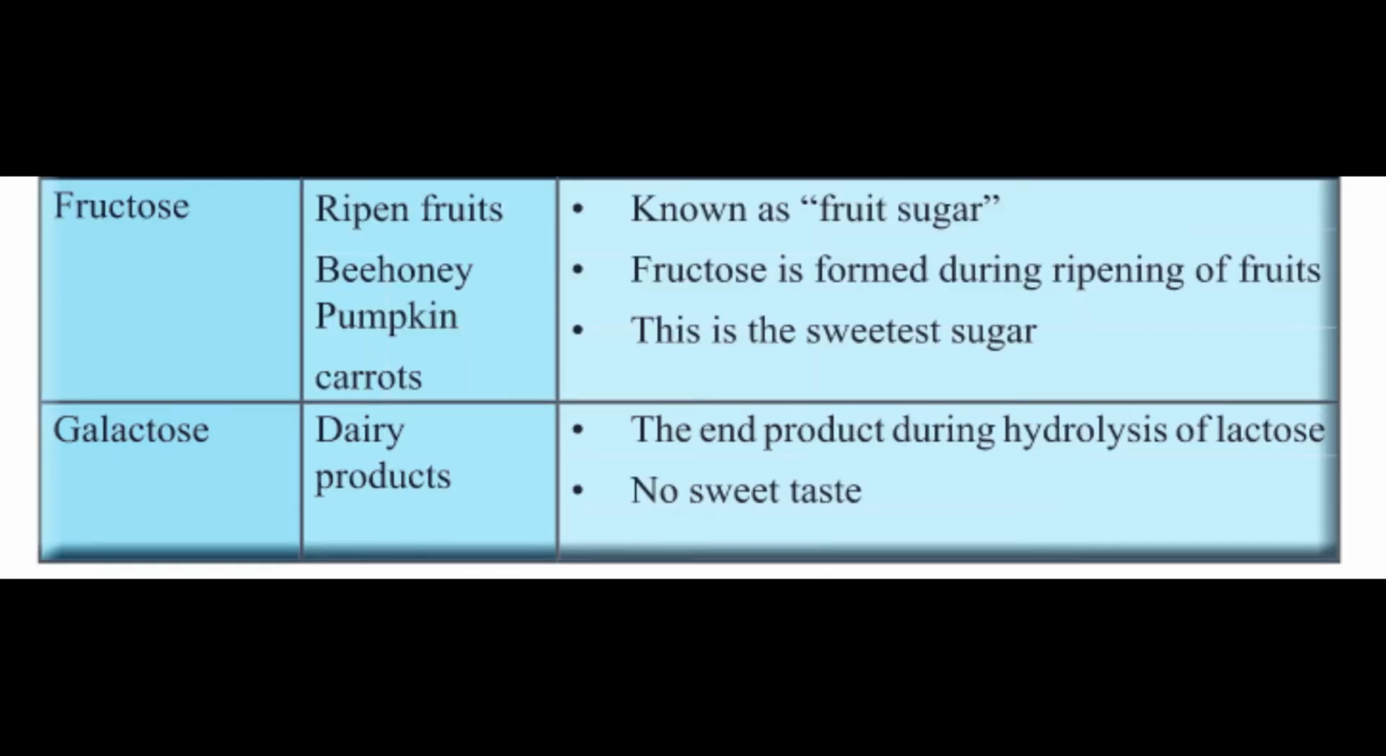Fructose: ripened fruits, bee honey, pumpkin, carrots. Known as fruit sugar. Fructose is formed during ripening of fruits. This is the sweetest sugar. Galactose: dairy products. The end product during hydrolysis of lactose. No sweet taste.